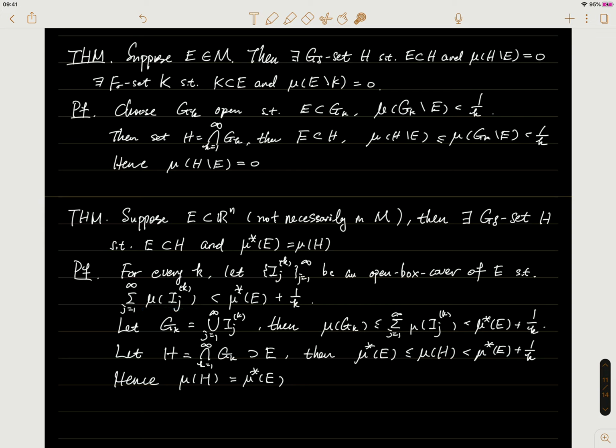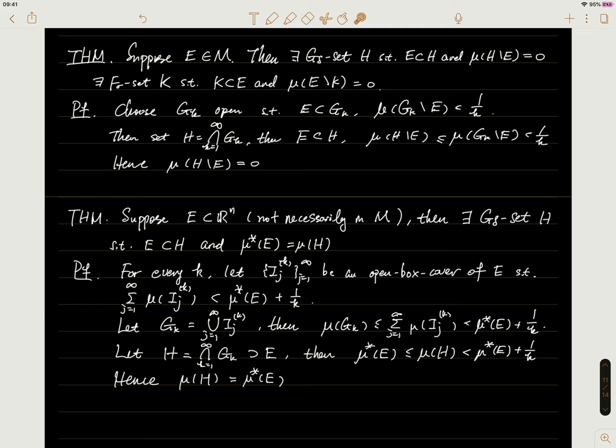We know we can do this because the outer measure of E is the infimum of this kind of thing. So for any 1 over k, which is positive, we can find such an open box cover such that this is less than the infimum plus a small positive number. Then I define my G_k to be the union of these open boxes, and that is open.